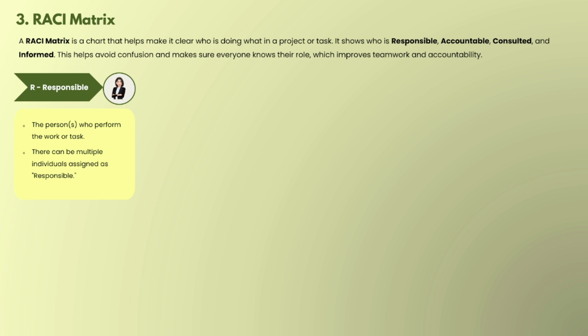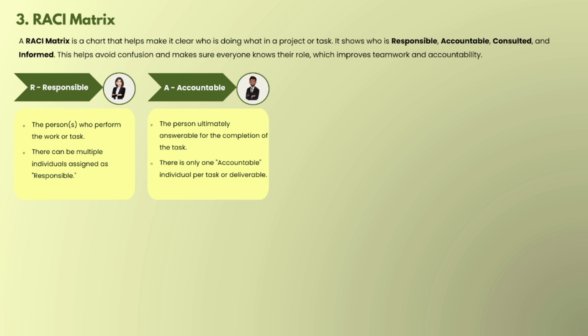Then the next is accountable. Accountable means the person who makes sure the work gets done properly. These are the persons ultimately answerable for the completion of the task. They are not directly involved in the task. They are not the people who do the task, but their work is to get the work done from others. And the most important point: there is only one accountable individual per task or deliverable.